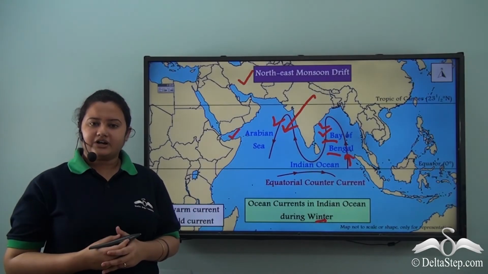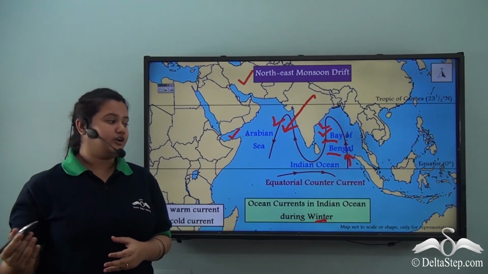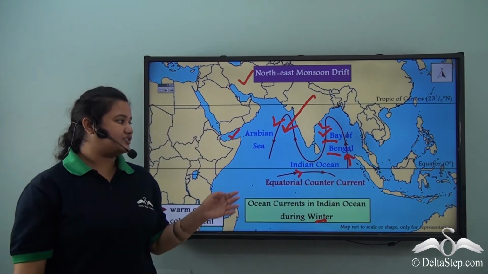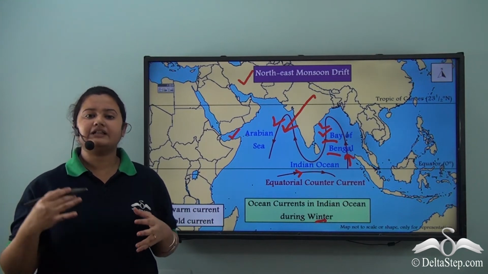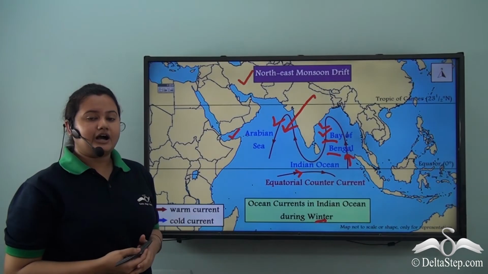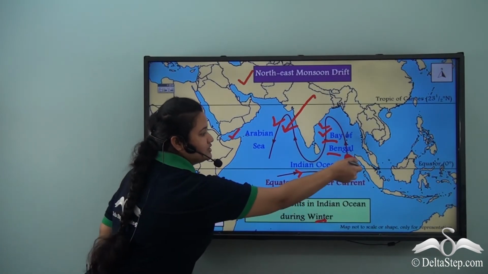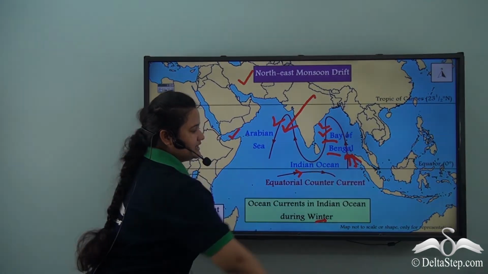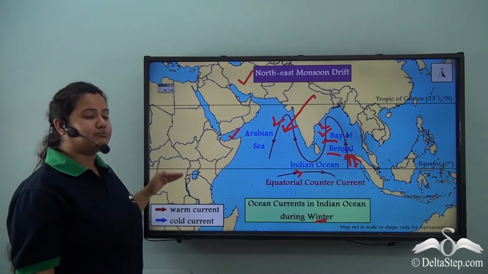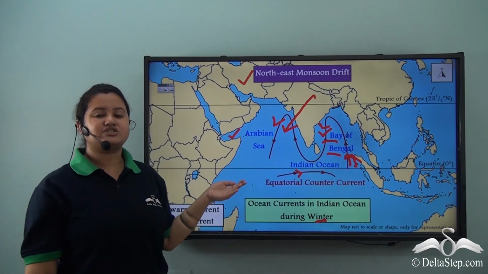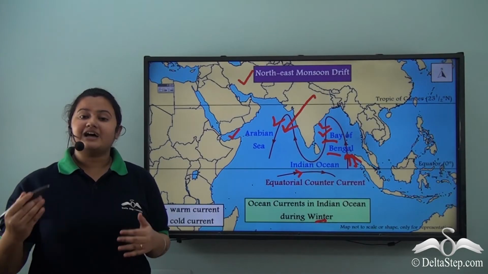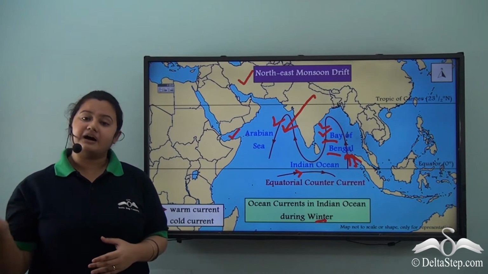The equatorial counter current, which flows along the equator, moves from west to east. The equatorial counter current actually flows in this direction to fill the vacuum created by the northeast monsoon drift. In the northern half, the northeast monsoon drift blows away from the equator in this direction. So a vacuum is created along this region and the equatorial counter current blows along this direction from west to east to fill this vacuum. Now, did you see the ocean currents are changing their direction in summer and winter?